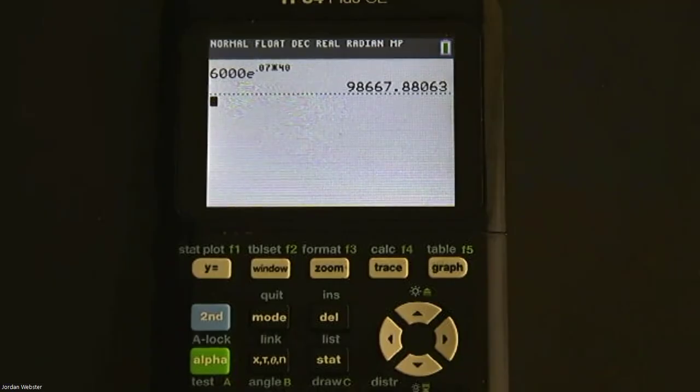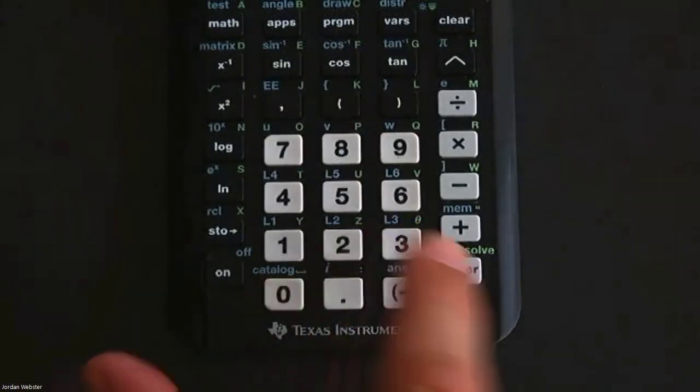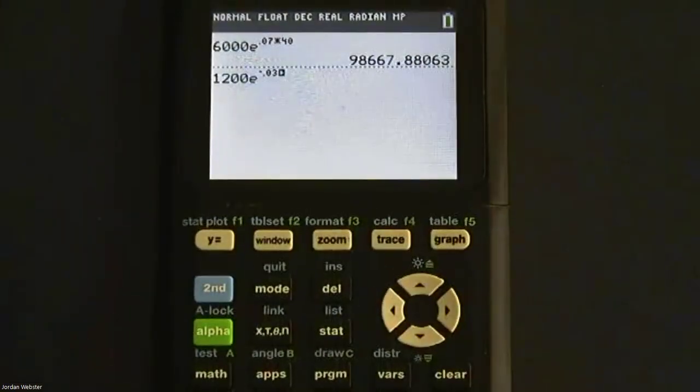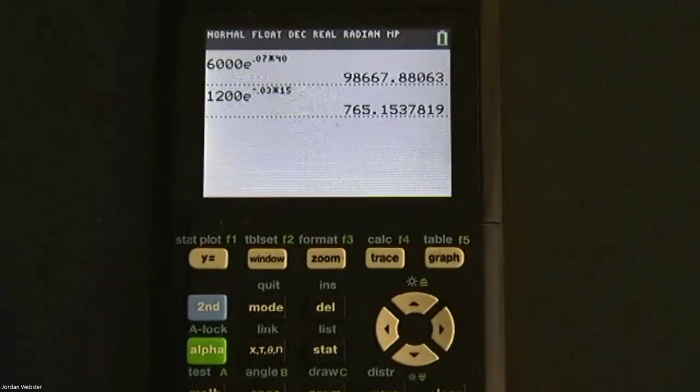And then the last problem we are asked to do is to take 1,200 times e to the power of negative 0.03. I just have to hit the negative key. Times 15. And that gives me this number here, 765.15 roughly.